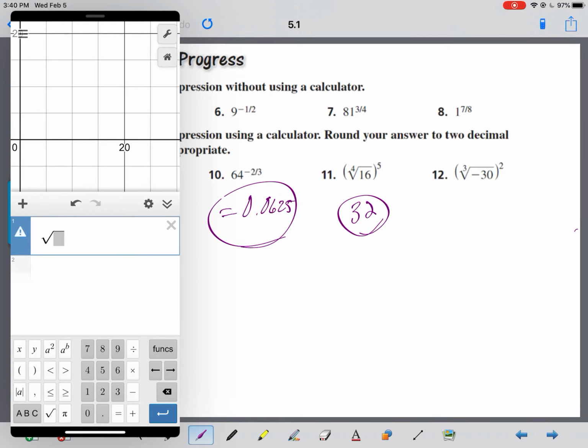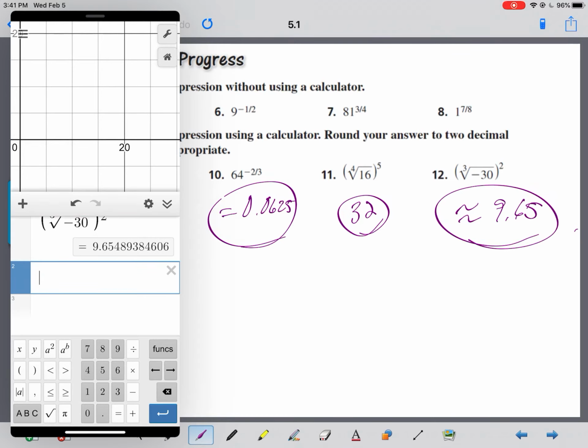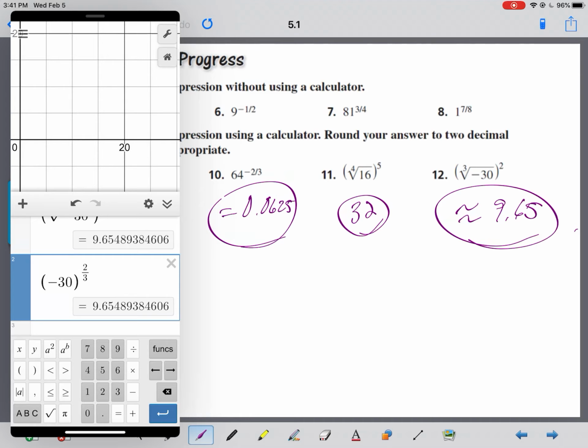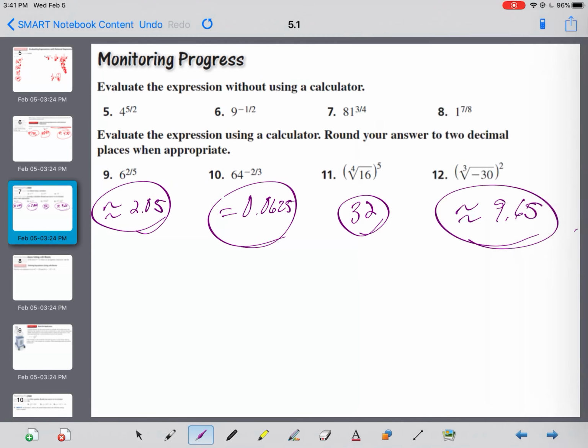And number 12, I could just do it this way. But let's see, parenthesis, the 3rd root of negative 30, out there to the 2nd. Approximately 9.65. That one does need a rounding. You could also write that as negative 30 to the 2/3. We could change that radical into an exponent by making it the denominator.